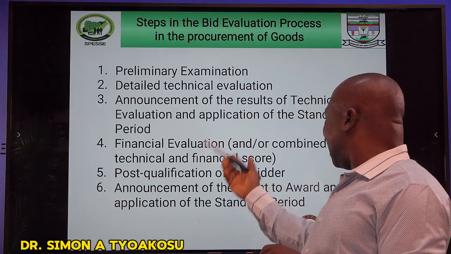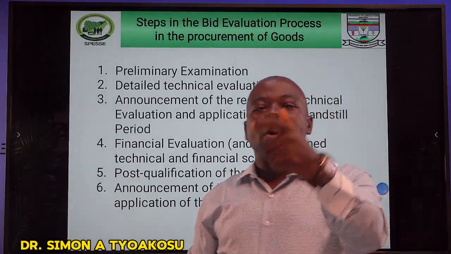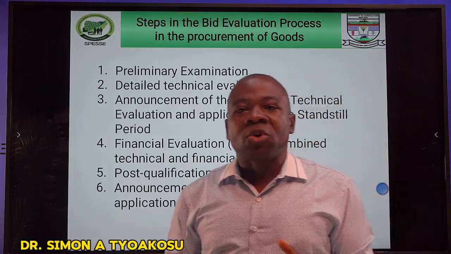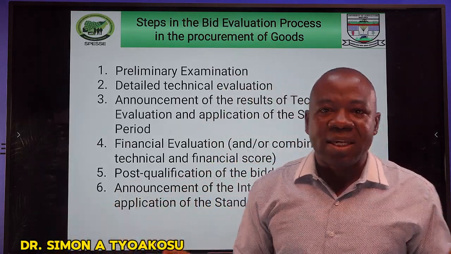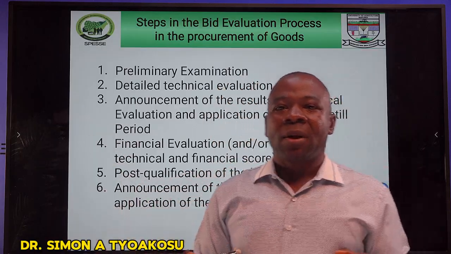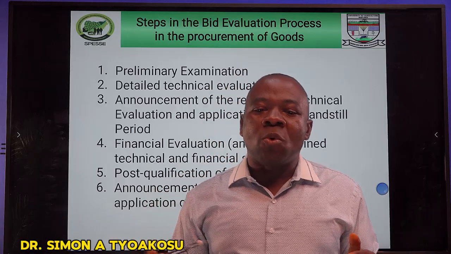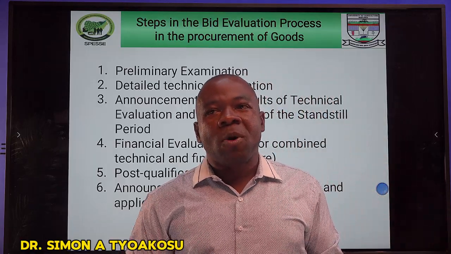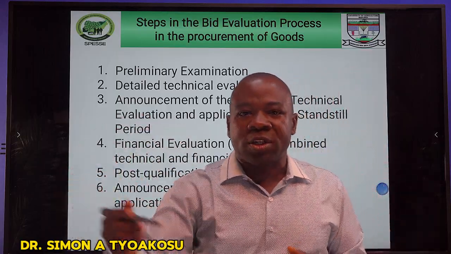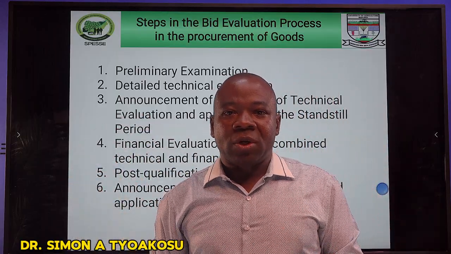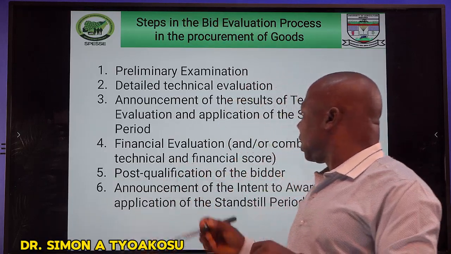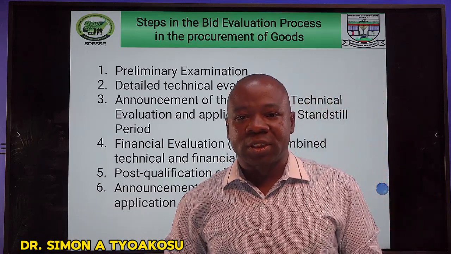Then you finally announce your intent as a procuring entity to award the contract to a specific contractor. After that, you also give a time frame between 7 to 10 days, known as the standstill period, for any aggrieved participants or anybody who wants to protest the process to come and lay their complaint before you can award the contract to the contractor you have agreed and picked.